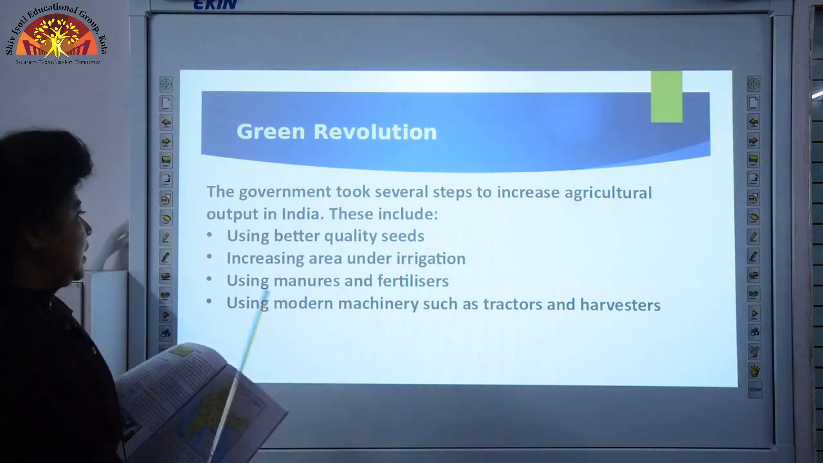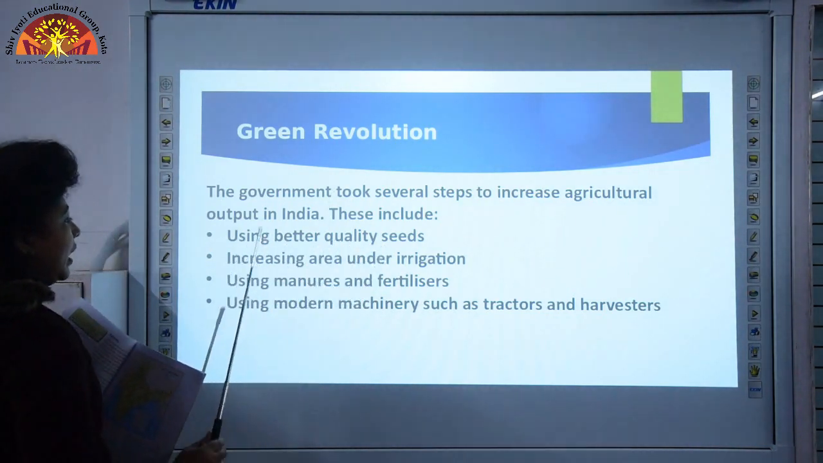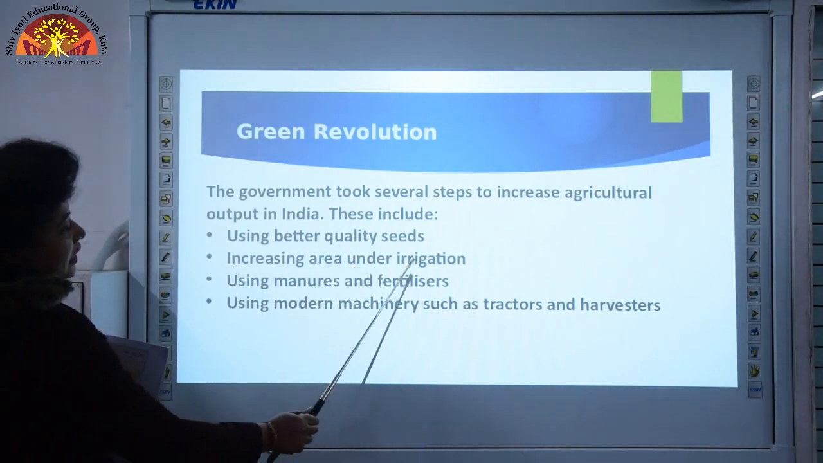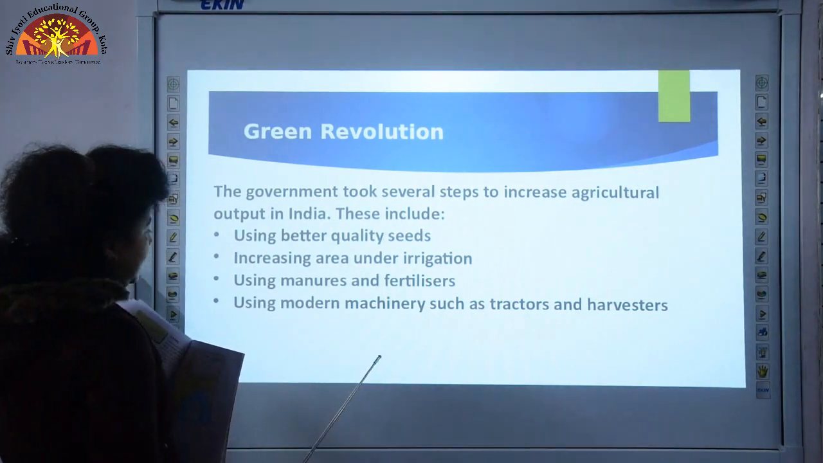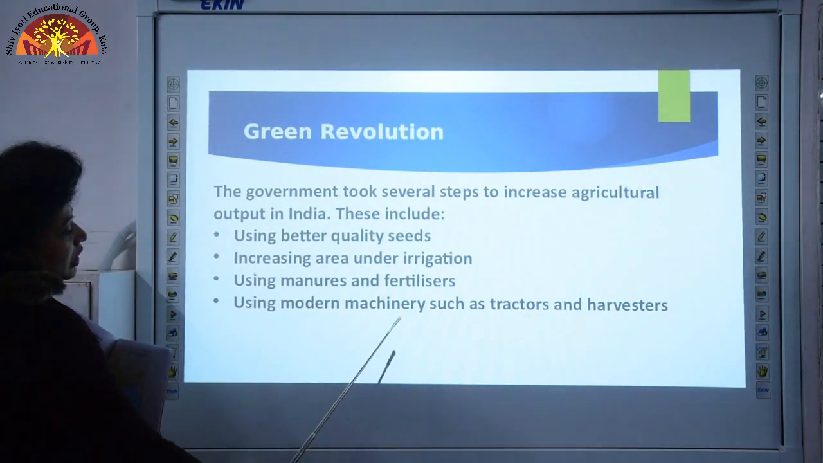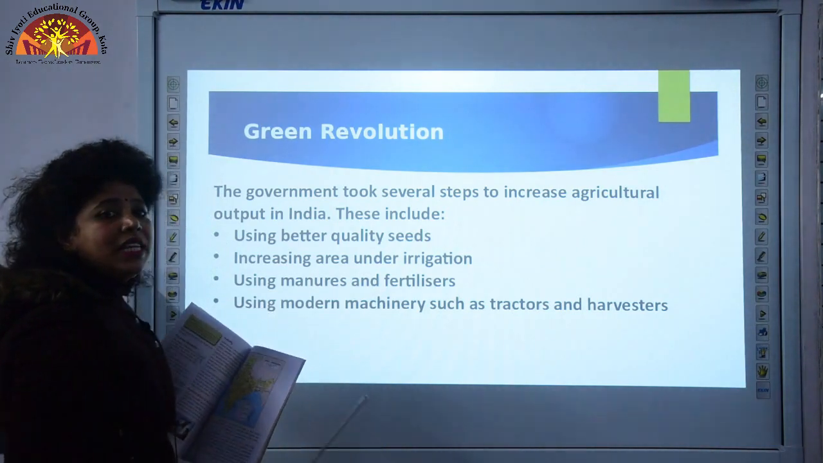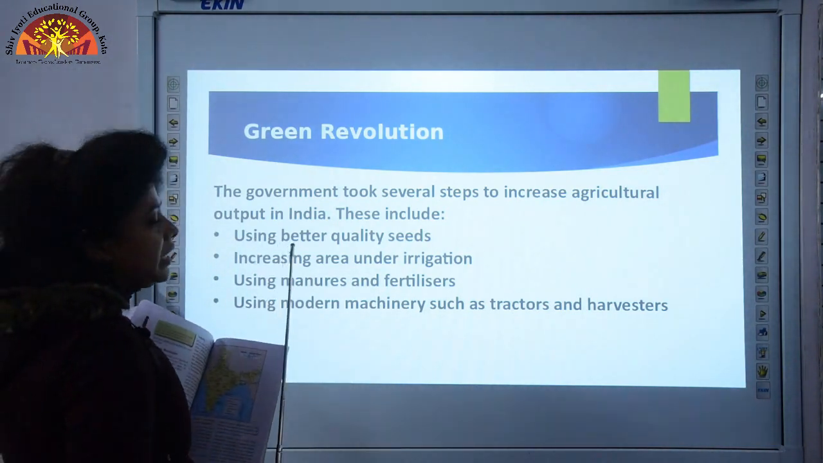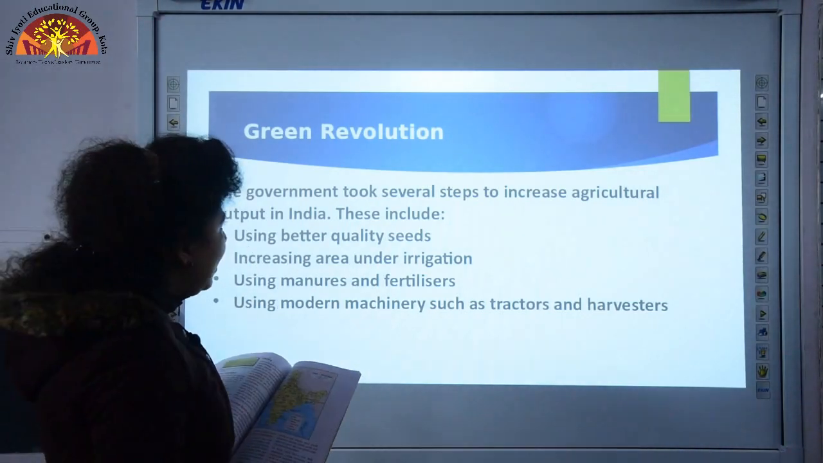So, some of these steps include using better quality seeds, increasing area under irrigation, using manures and fertilizers and using modern machinery such as tractors and harvesters. So, these are some of the steps the government undertook to increase the agricultural production in our country.